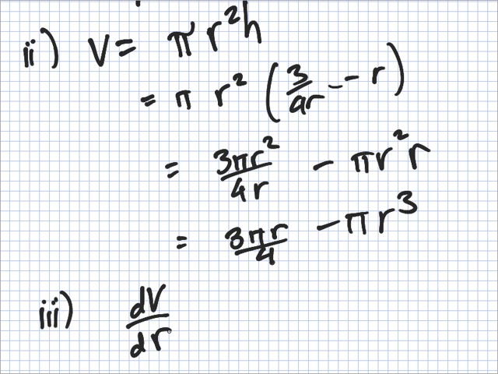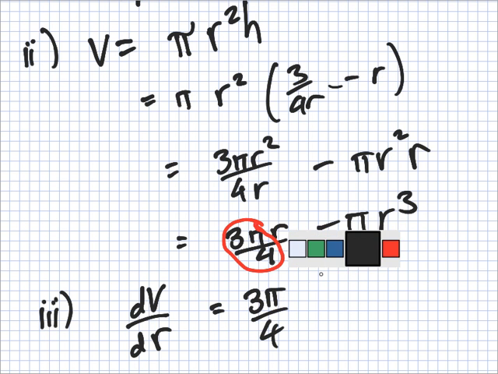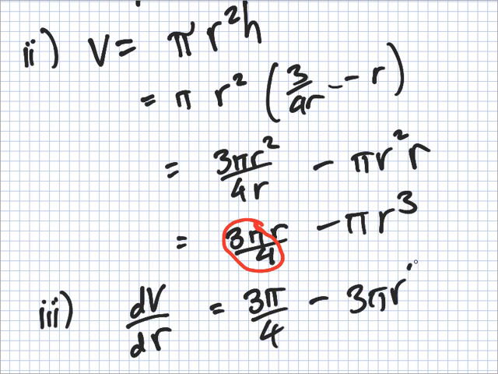Does anybody know? I'll tell you. If you want to make something maximum or minimum, you make its derivative equal to 0. So the derivative here will be 3 pi over 4, because this here is like a constant. And then this derivative will be minus 3 pi r squared. And I said that you make this equal to 0. Is that okay, Abdullah? You remember this now or not? Yes, the 0 part.